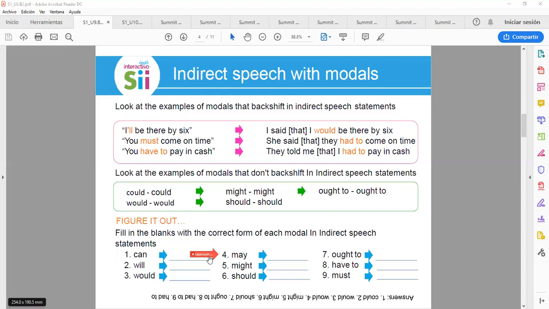Number 4, may. Good. The answer is might. Number 5, might. Yes, that's true. Might won't change. The answer is might. Number 6, should. Yes, that's right. It won't change. The answer is should. Number 7, ought to. Excellent. This is one of those that doesn't change. The answer is ought to.